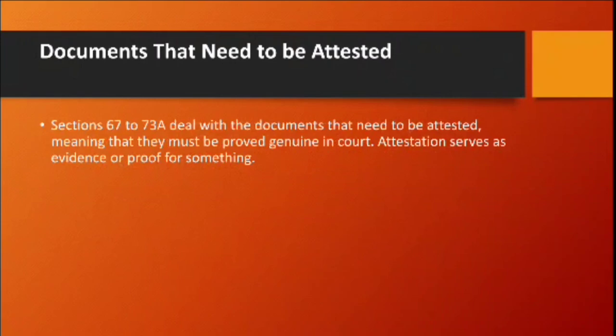Section 67 to Section 73A deals with the documents that need to be attested. It means that they must be proved genuine in court. Attestation serves as evidence or proof.